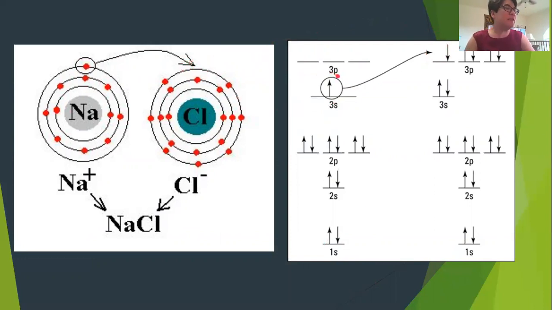And so what we're seeing now is that we're going to take this electron from sodium and we're giving it to this spot right here in chlorine. And basically we're just kind of keeping track of where those electrons are coming from and where they're going and which electrons are actually bonding. So we're seeing the electron from the 3s shell is bonding here with the 3p shell of the chlorine.